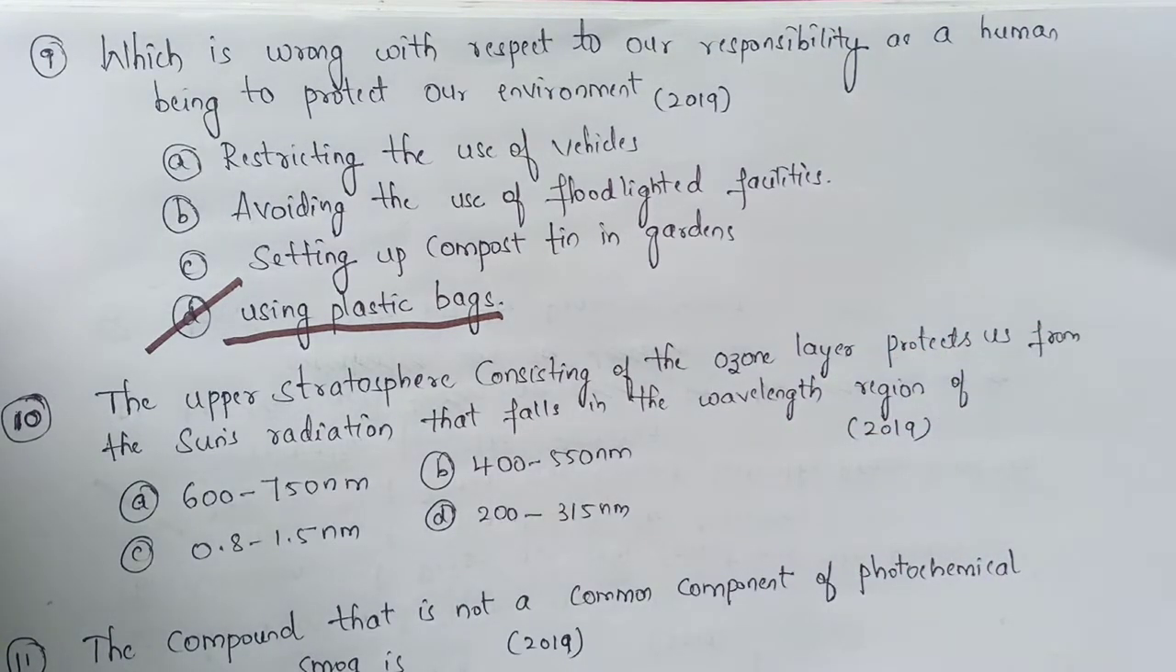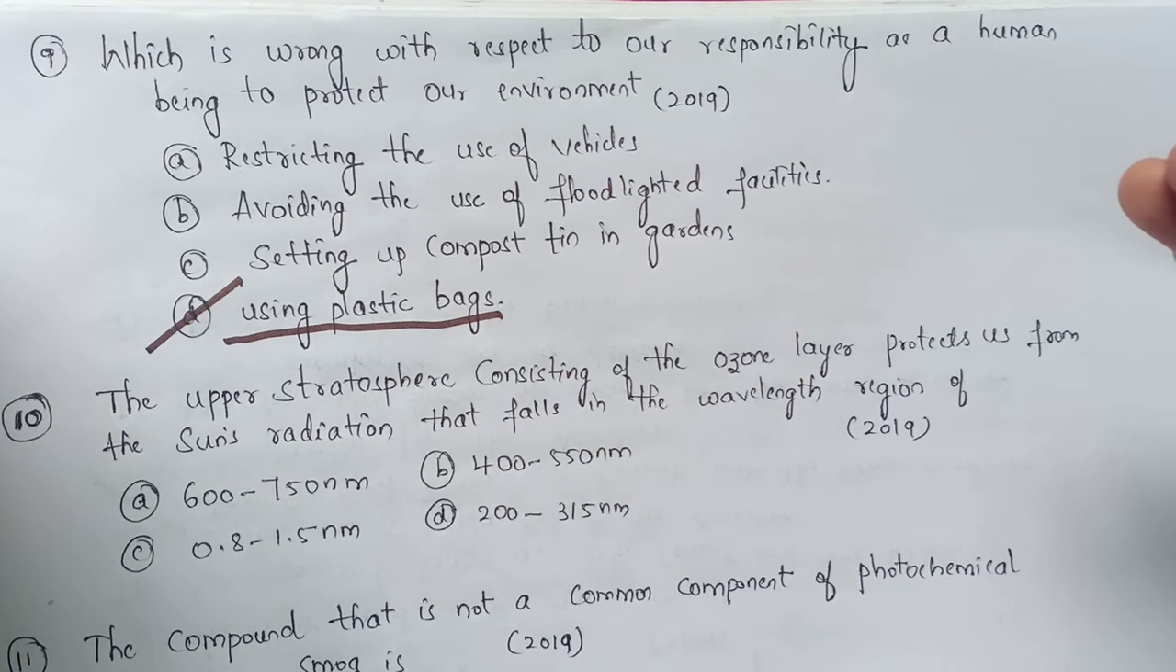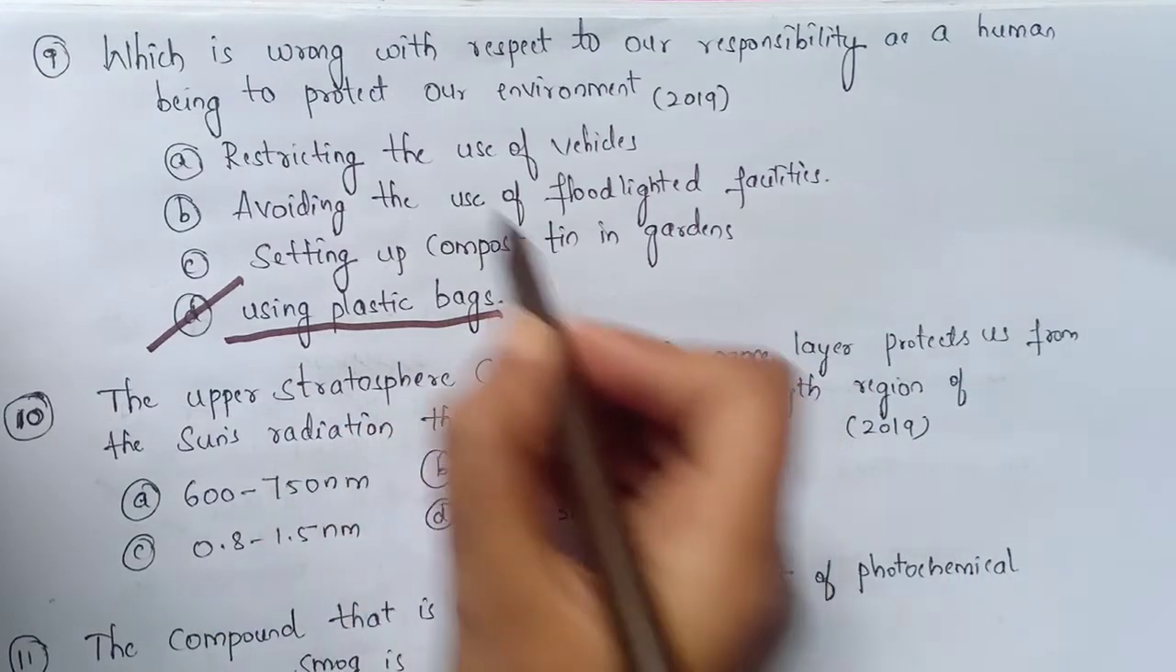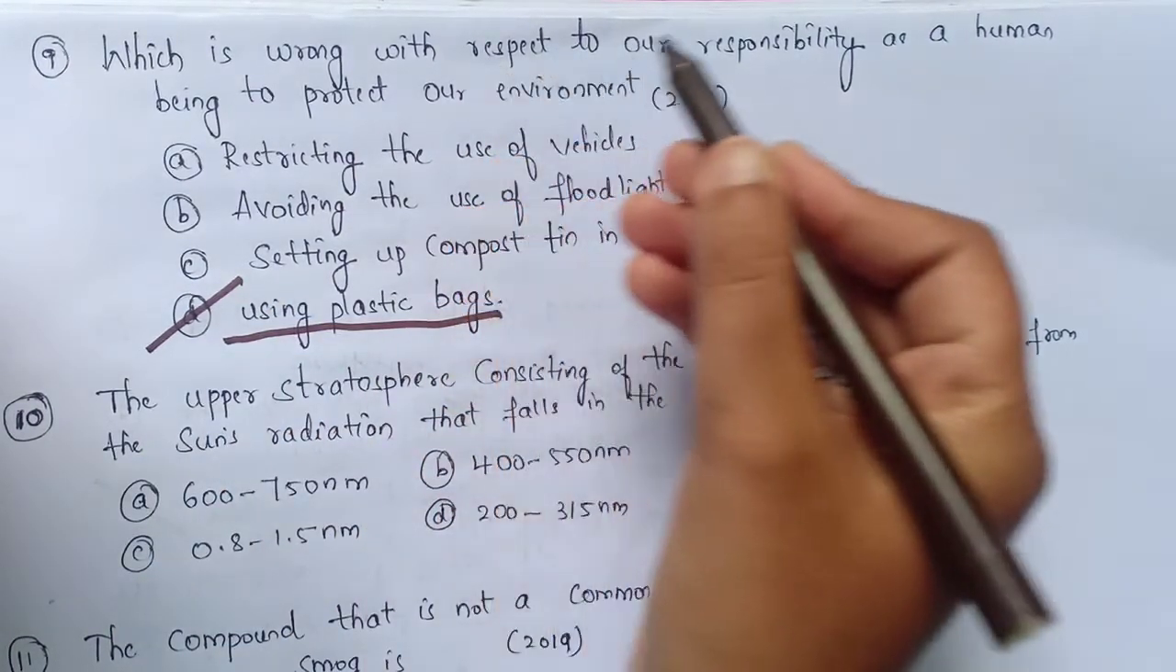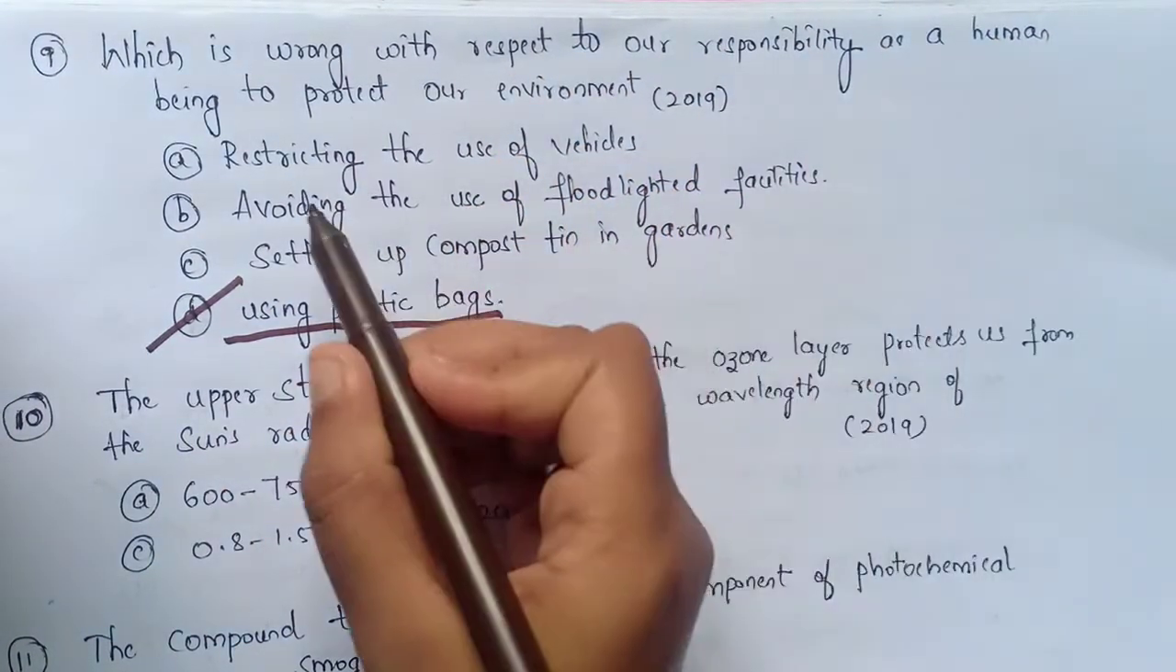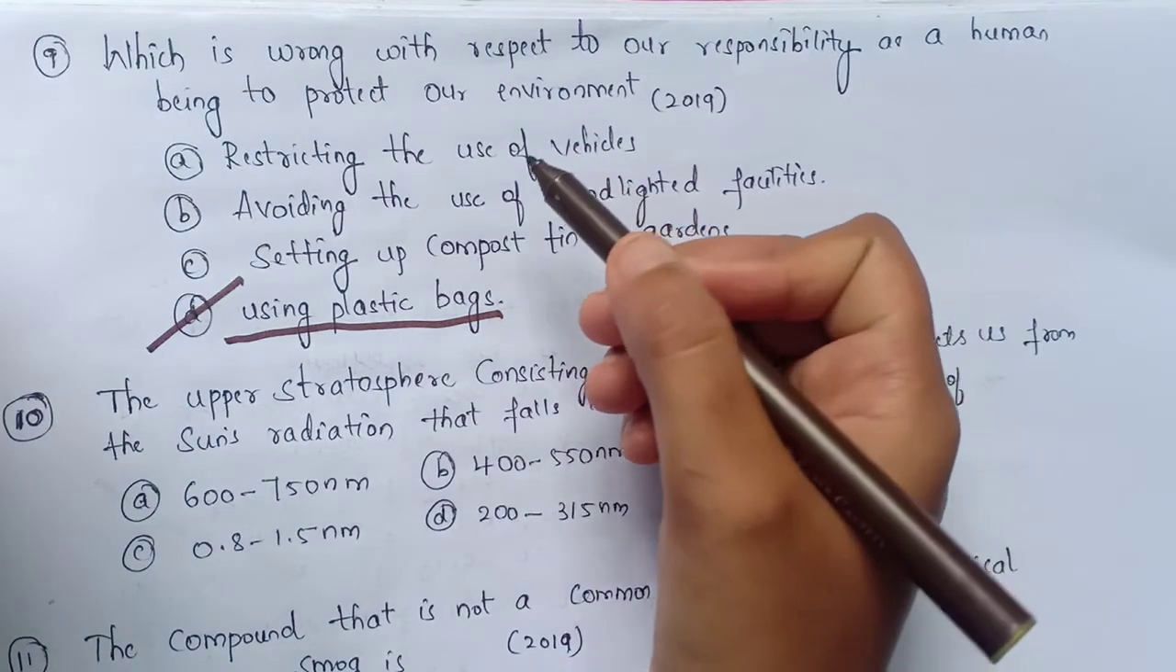Why? Because these plastic bags are non-biodegradable in nature. So they remain in the environment as such and do not degrade by bacteria. If these plastic bags are not disposed of properly, then it may lead to a serious threat to the environment. So using plastic bags is wrong with respect to our responsibilities as human beings to protect our environment.